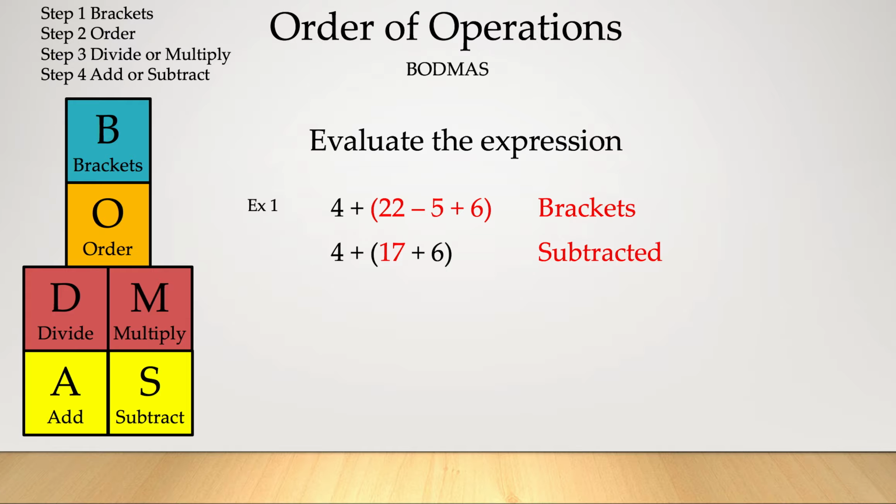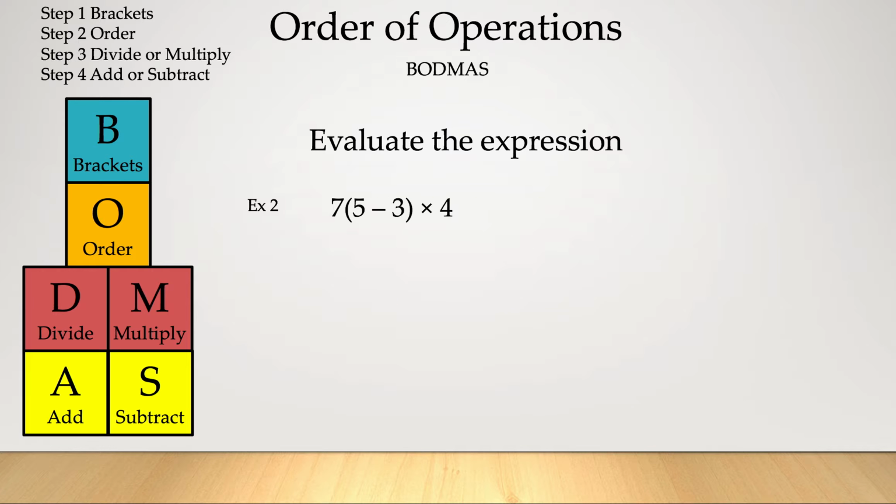So 22 minus 5 is 17. Now we're still going to work our way in the brackets, and we get 17 plus 6, which is 23. And now we're going to go ahead and add 4 plus 23, which gives us 27. Okay, and then 27 is your answer.